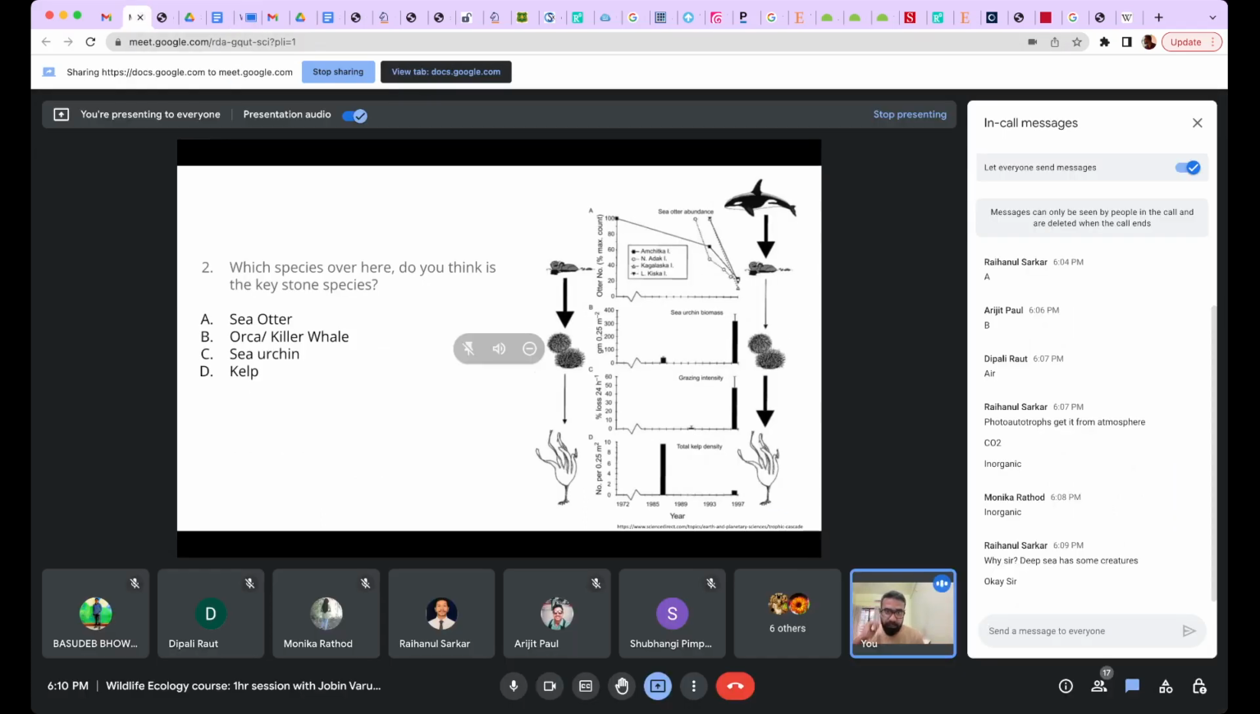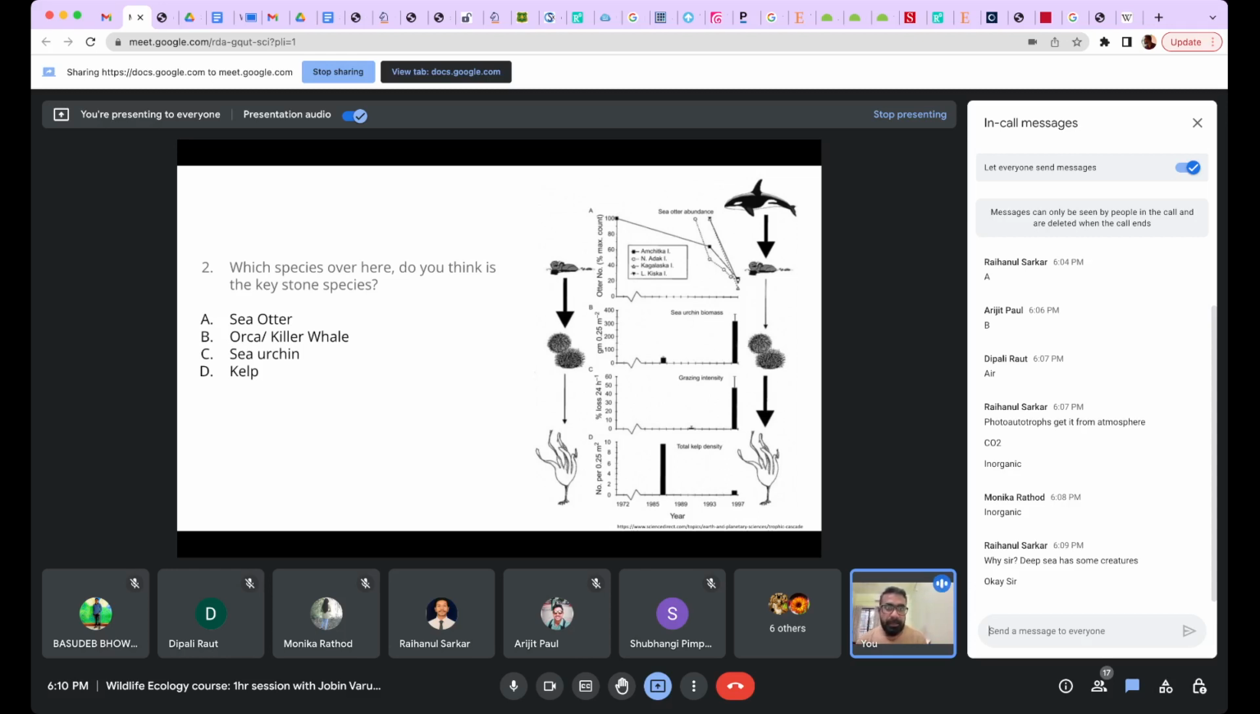The next question is on your screen. You have a graph here. I think it's a very famous graph. You have sea kelp on the bottom, which looks like hands waving in the air. Then you have sea urchin on the second rung, then otters on the third rung. On the left side you don't have a fourth rung, but on the right side you have a fourth rung, which is an orca.